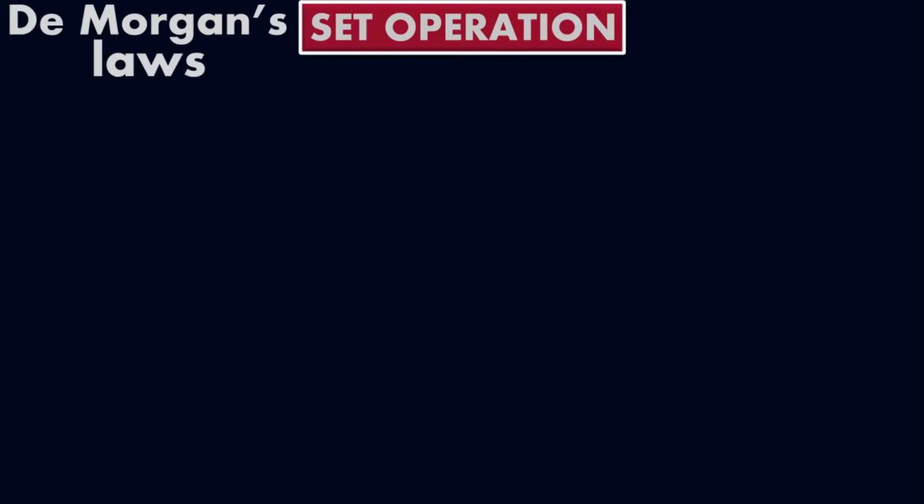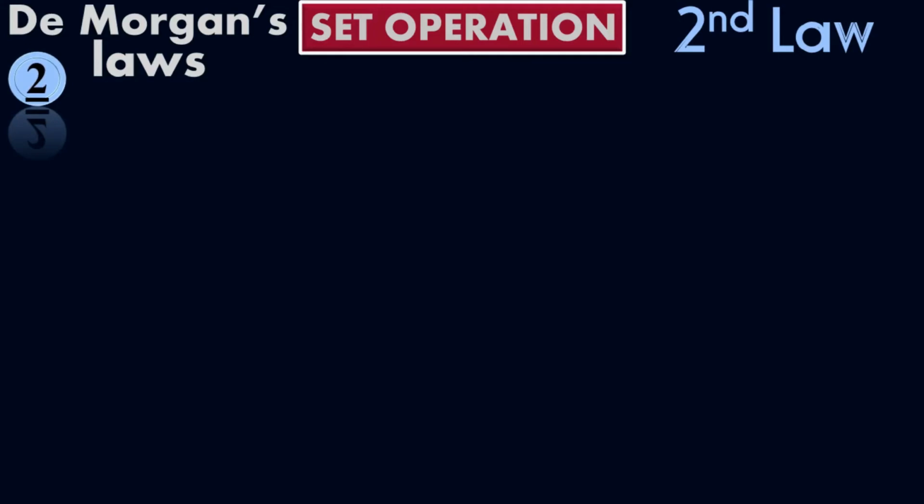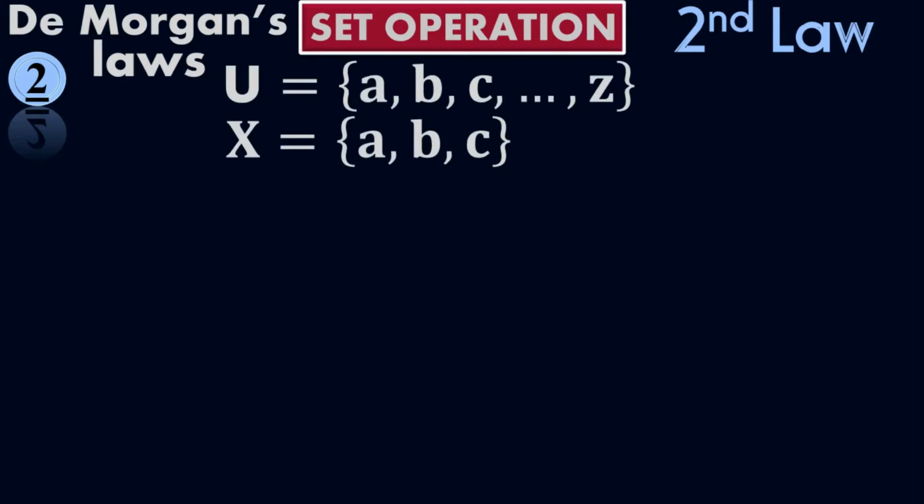Let's do one problem for De Morgan's second law. Example number 2. If the union set U equals A, B, C up to Z, X equals A, B, C, Y equals E, F, G, up to V. These are the three sets. Let me solve the De Morgan's second law.